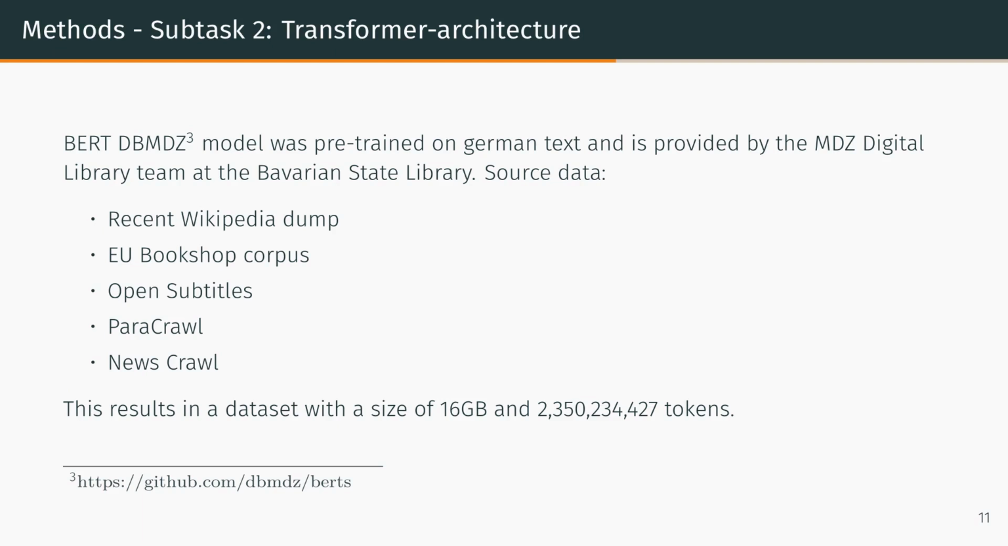It is provided by the MDZ digital library team at the Bavarian State Library, and it was pre-trained on different datasets such as the Wikipedia dump and the open subtitles dataset, and also some websites were crawled for this. All this results in a dataset with a size of 16 gigabytes and a lot of tokens.